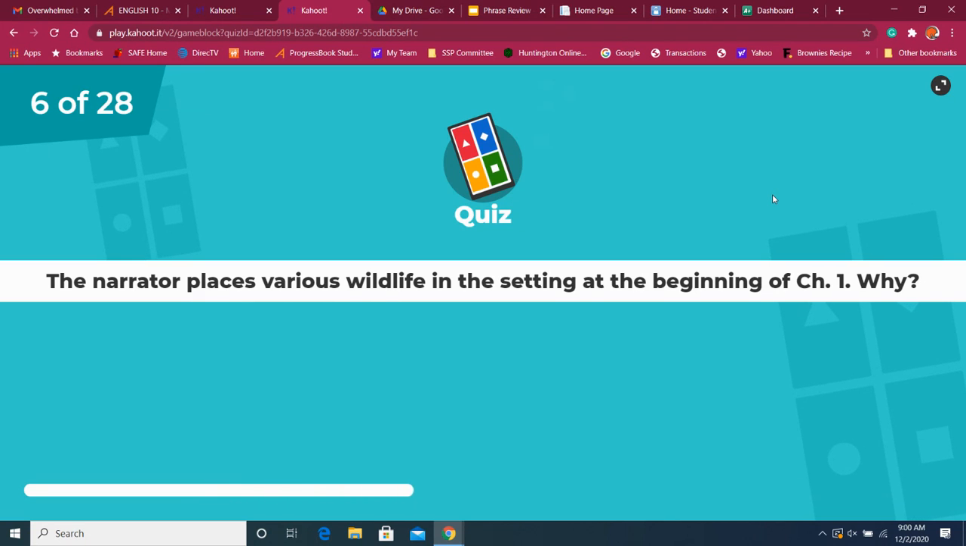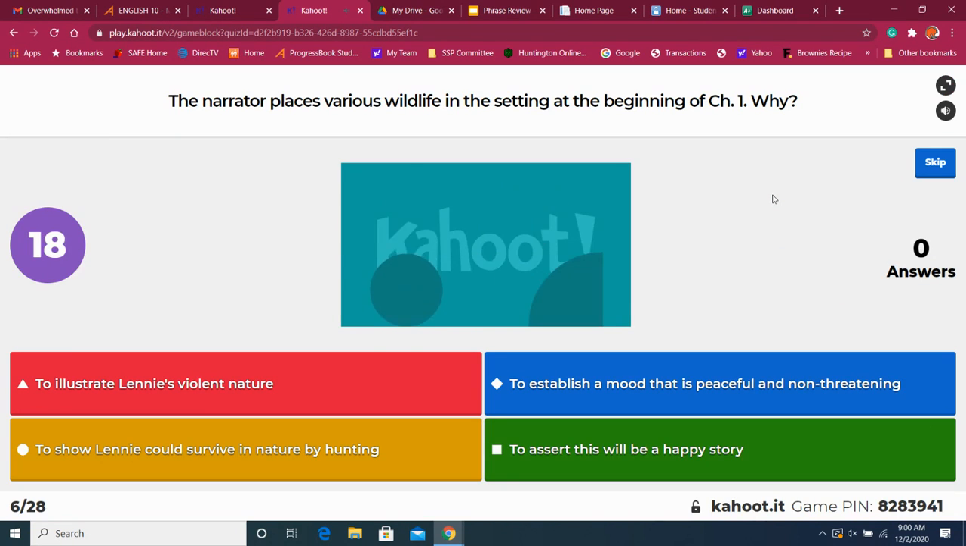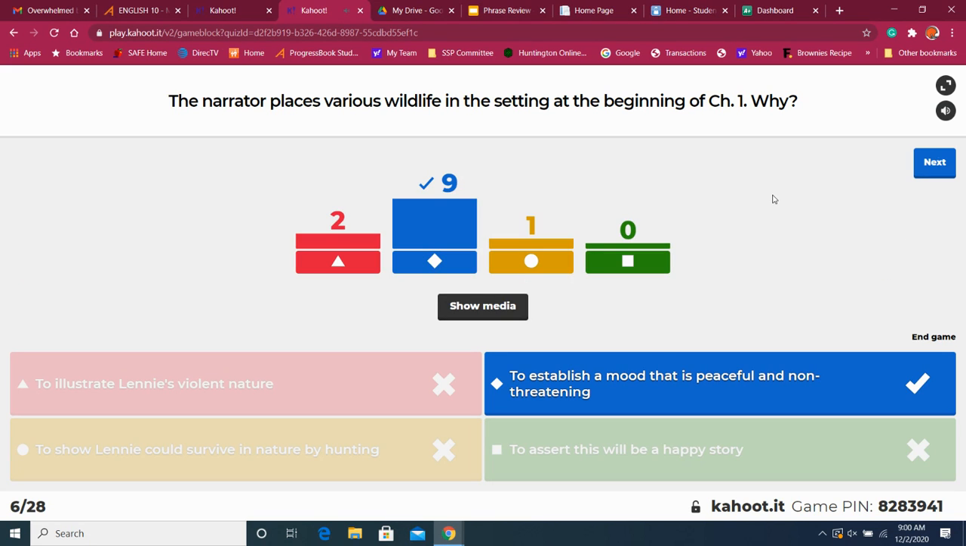The narrator places various wildlife in the setting at the beginning of chapter 1. Why? To illustrate Lenny's violent nature, to establish a mood that is peaceful and non-threatening, to show Lenny could survive in nature by hunting, to assert that this will be a happy story. So why does he start off with this wildlife? This question is a step up, a little more difficult. Let's see what we get here.